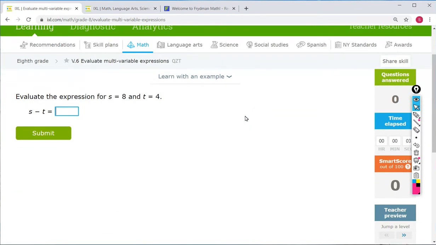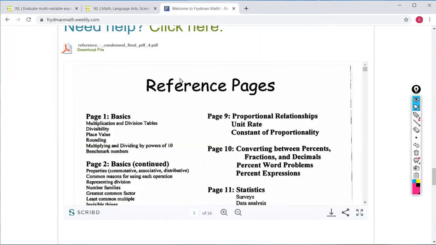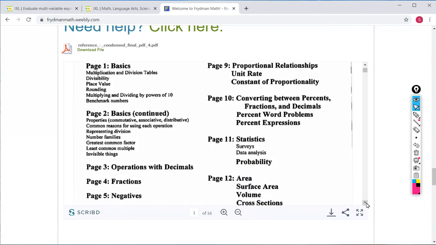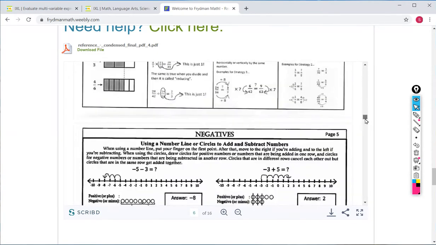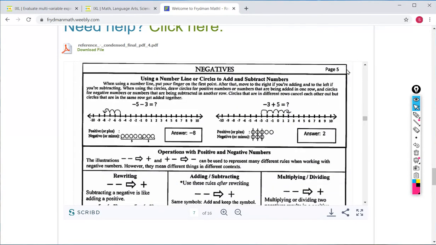Right? Before we do this, let's go to Frydman Math and look at the reference pages quickly. I'm going to look at negatives, which is on page 5. So let's scroll down to page 5. Here it is, page 5. I'm not going to read every single thing. Just remember to evaluate expressions where you're adding or subtracting numbers.